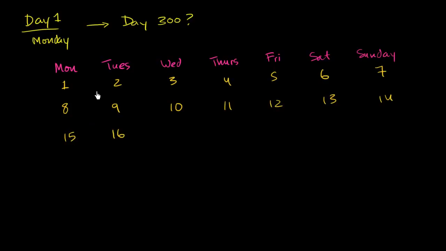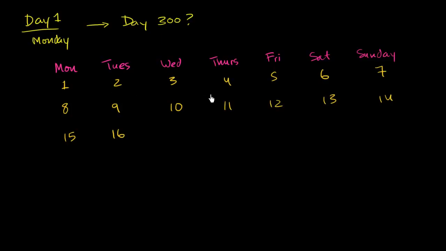So this is kind of useful. I could just write it out if I wanted to figure out day 16 or day 20. But this isn't that helpful if I wanted to figure out day 300, or especially wouldn't be helpful if I wanted to figure out day 3000. So can I come up with some mathematical way of thinking about what day 300 is going to be?